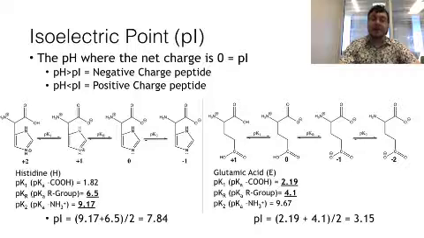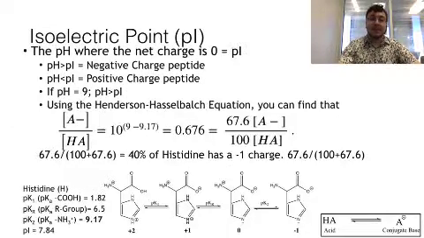For ionizable amino acids, they have different pKa values. So we have to look at the mean or average of the two pKa values surrounding the neutral species. So for histidine, it's 7.84, and for glutamic acid, it's 3.15. So let's look further at histidine. If histidine's isoelectric point is 7.84, and let's say we put it into a solution that is pH 9, you'd expect the molecule to be negatively charged since the pH is greater than the pI.